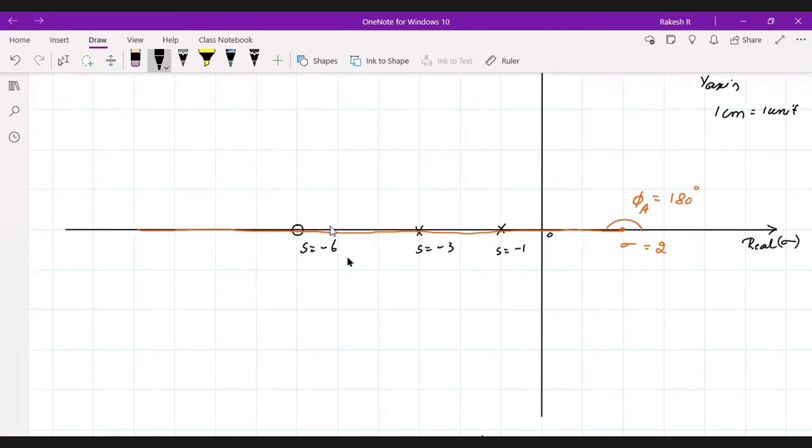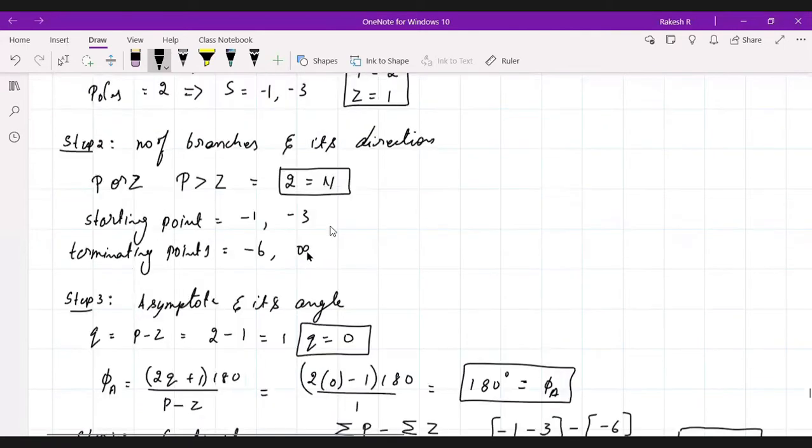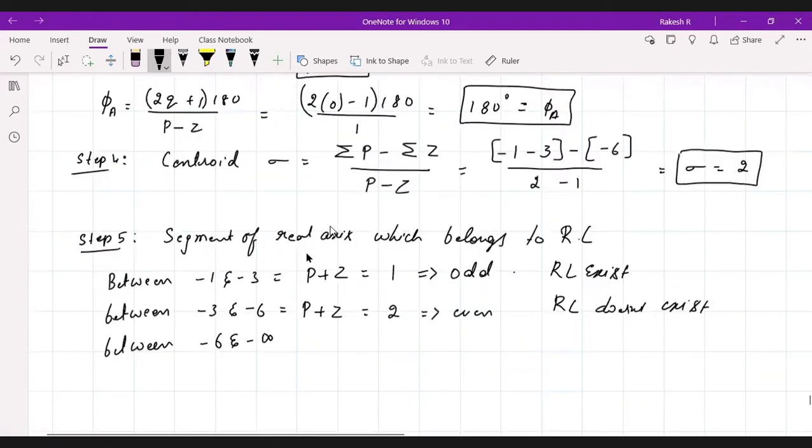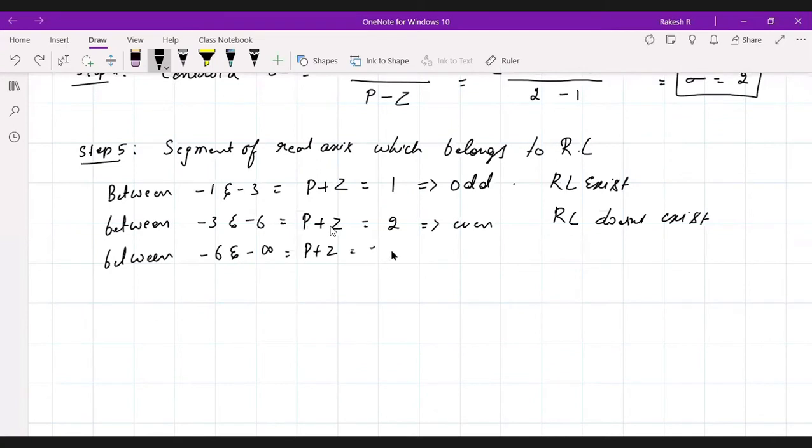So we have minus 6 as a zero, minus 3 as one pole, and minus 1 as the second pole. So we have two poles. Poles plus zeros will be 2 plus 1. For 2 poles and 1 zero, this is odd. So I can write root locus exists here. With this, we can conclude that in between minus 1 and minus 3, the root locus exists, and between minus 6 and minus infinity, we have the root locus here, right?